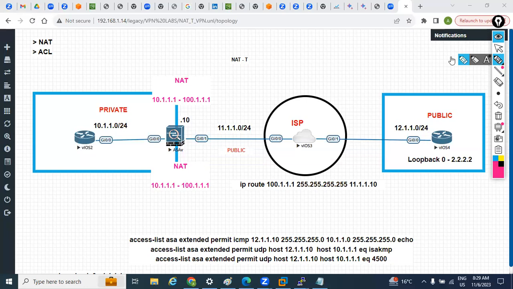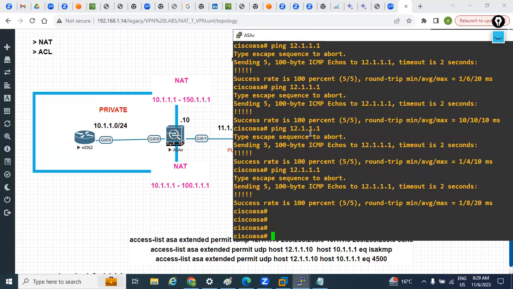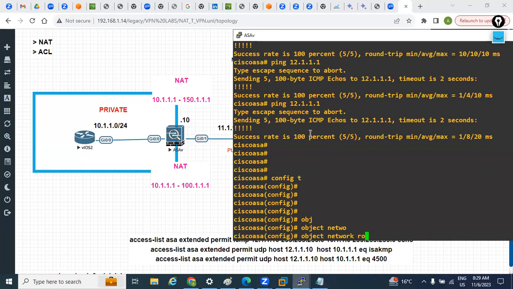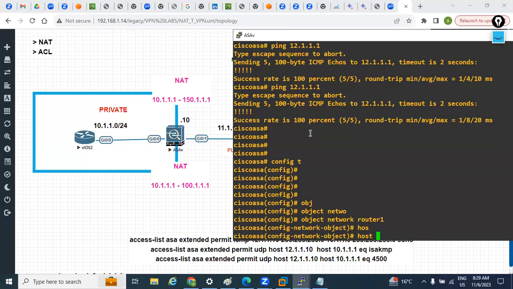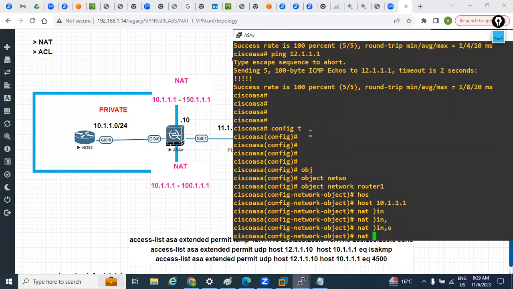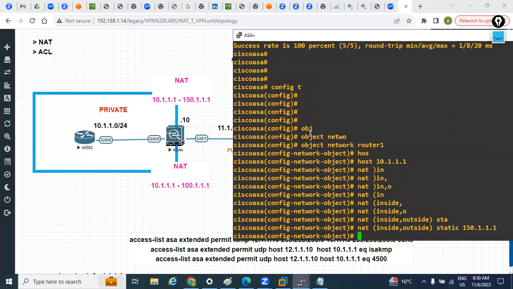Now what we have to do is establish direct communication between these. For that we have to use NATing, and 10.1 I'm going to convert into 100.1, or you can use 150. Let's consider I'll use 150.1.1. So on the ASA I have to configure a NAT. So guys, object network router 1, the host is 10.1.1.1, nat (inside,outside) static 150.1.1.1.